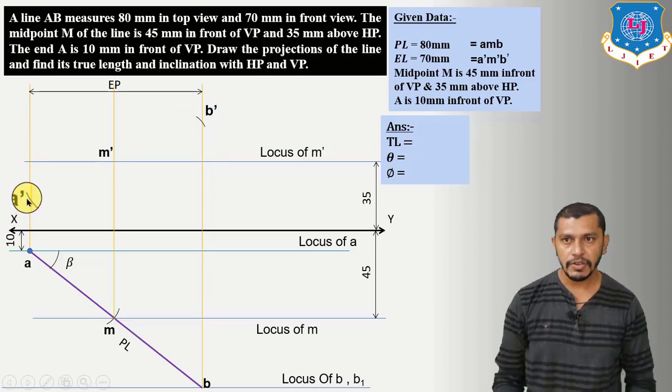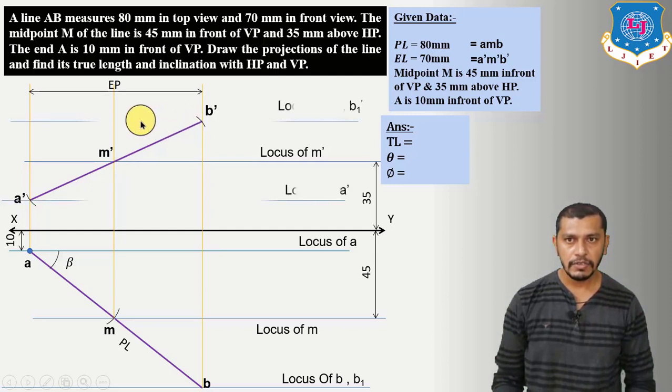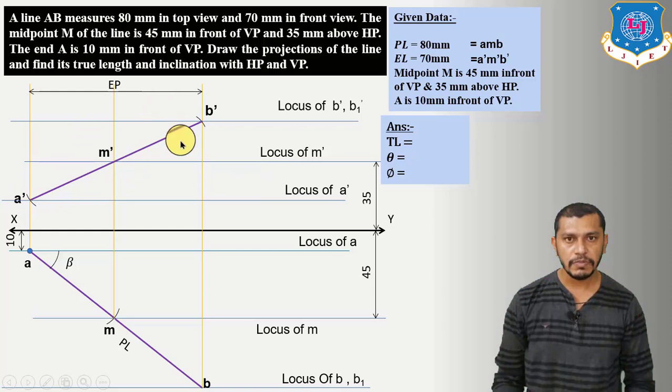Here we will get A dash and B dash, and by connecting A dash, M dash, B dash, we will get the elevation length. So draw the locus of B dash and B1 dash, draw the locus of A dash. This is the locus of M dash, and this will be our elevation length A dash, M dash, B dash, and the angle of the elevation length is alpha.